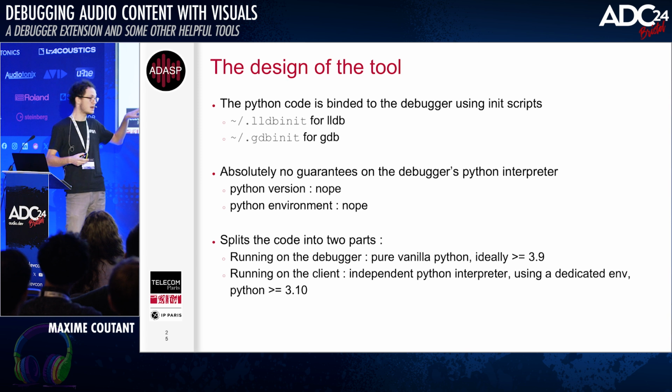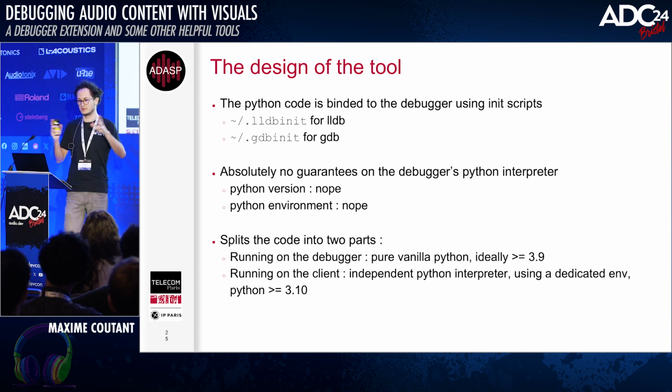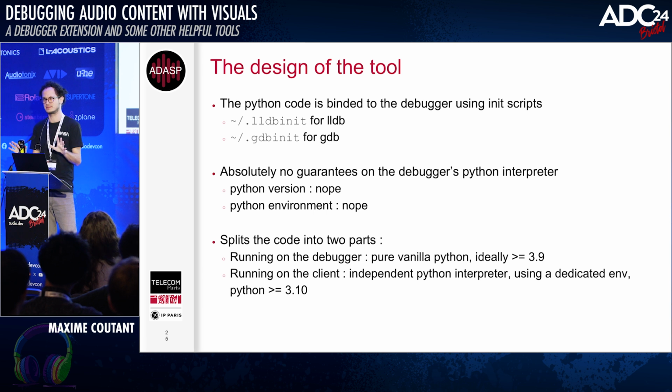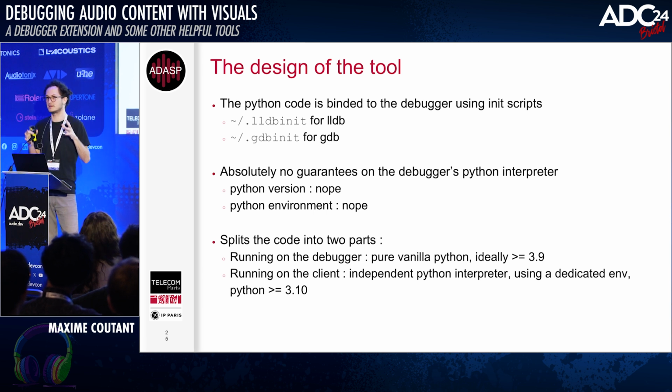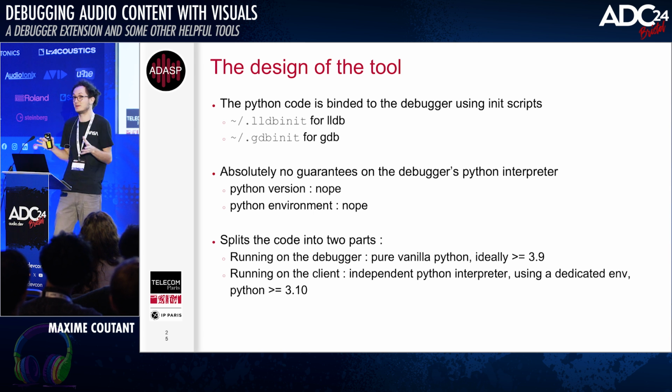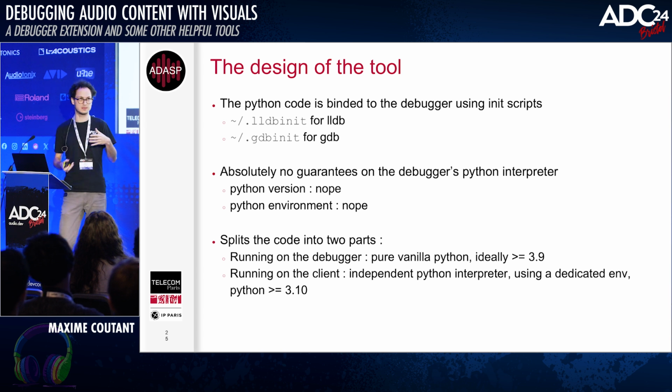Because of that, I had to split the code into two parts. First, the code that runs on the debugger, on which I can make almost no assumptions. So it should be pure vanilla Python code, no complicated stuff, targeting 3.9 ideally, and using things that are robust and have been there for a long time. And on the client, I can make assumptions. So on the client, the GUI, I use an independent Python interpreter with its dedicated virtual environment running on Python 3.10 or higher.